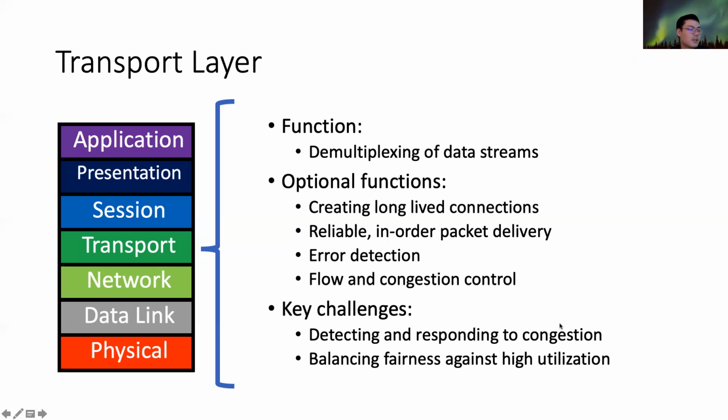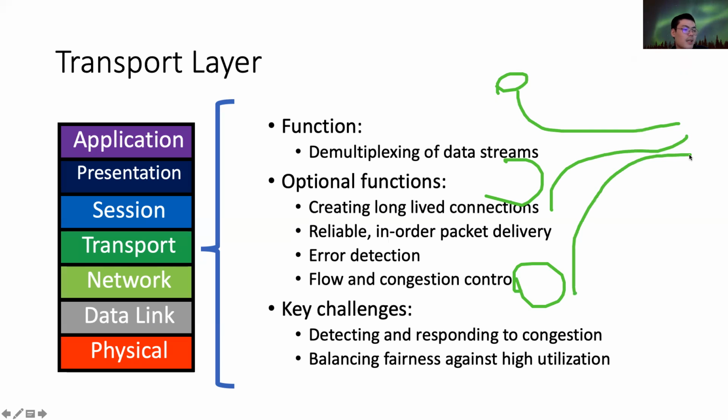Another challenge is how you balance fairness against high utilization. Fairness means if I have so many people sending through a common link, ideally they should each use 1/3 of the bandwidth at this link. You don't want someone to use maybe 90% of the bandwidth while other people have no bandwidth to send stuff through. So this is called fairness. TCP actually guarantees this fairness, but it will take steps to back off and gradually reach that balance.